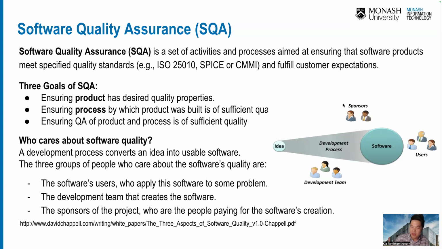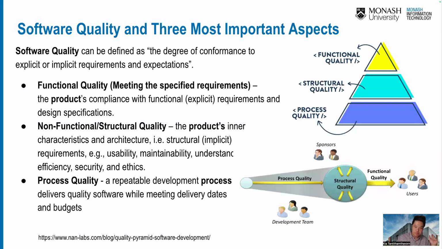Look at the figure here, right? Normally, the goal of the software company is to turn the idea into real-world software products. So there must be a development process along the way, right? The process must be of quality, must be the best. The software must be the best as well. And there are three stakeholders involved as part of software quality assurance: the sponsor, the users, and the development team.